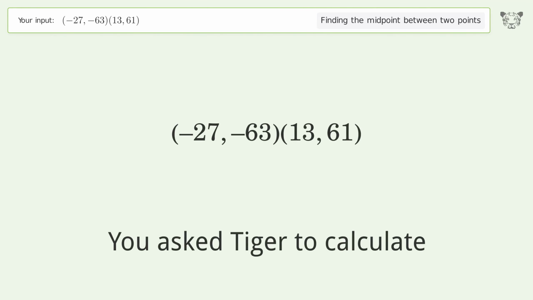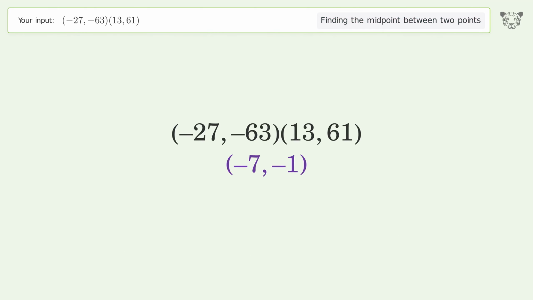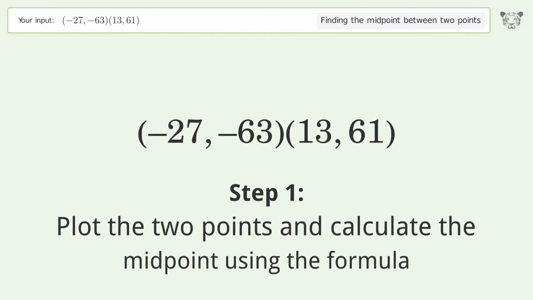You ask Tiger to calculate. This deals with finding the midpoint between 2 points. The midpoint between the 2 points is -7, -1. Let's solve it step by step. Plot the 2 points and calculate the midpoint using the formula.